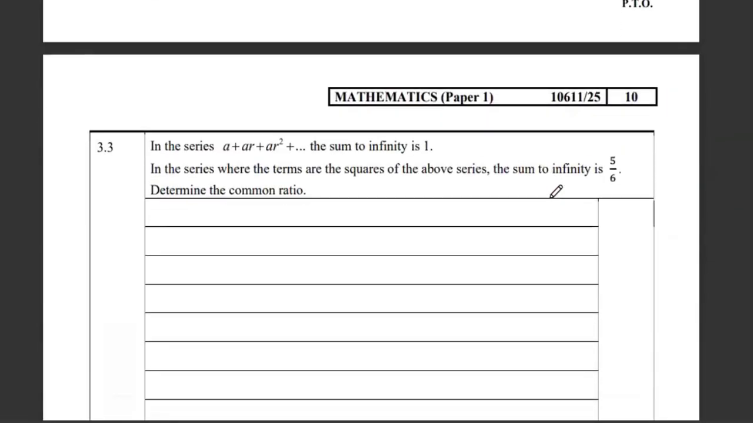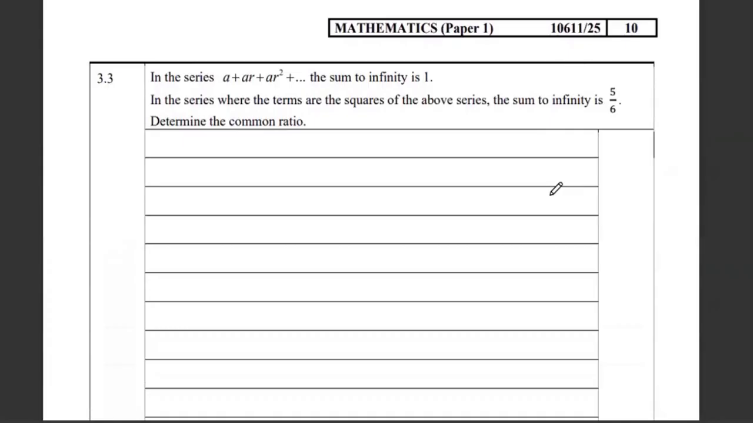All right, then question 3.3, they're telling us that in the series, we have ar squared, and the sum to infinity is 1. And then in the series where the terms are squares, okay, meaning that we have a squared plus a squared r squared plus a squared r to the 4, the sum to infinity is 5/6. Determine the common ratio. 5 marks. Okay, so let's start by getting to remember that sum to infinity is given as a over 1 minus r.